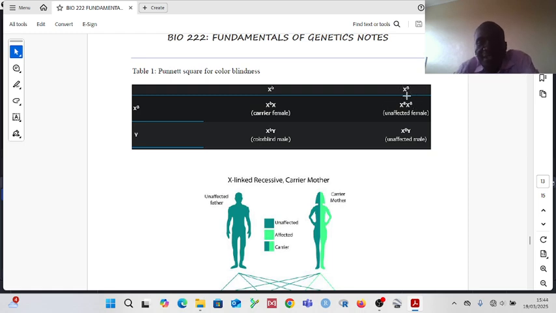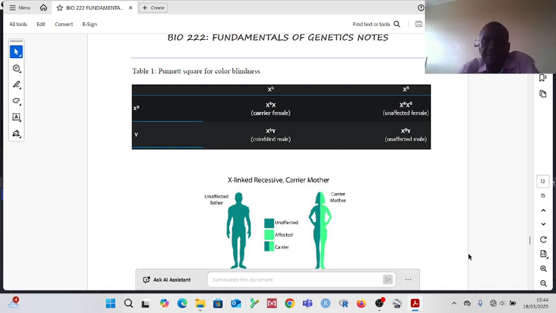If another female child inherits both normal X chromosomes, one from the father and one from the mother, she ends up as a female who is not affected. So in terms of phenotype, this is not colorblind, this is not colorblind. Let's look now at what happens.